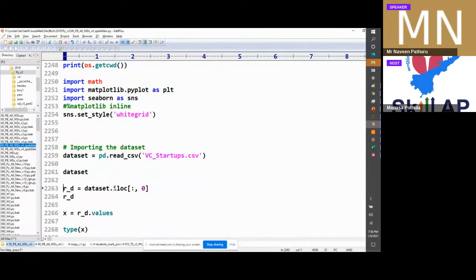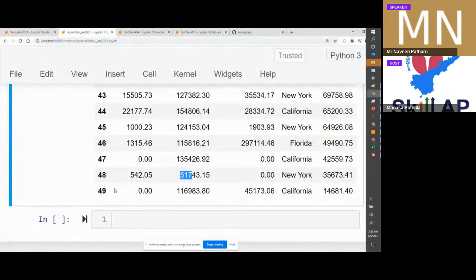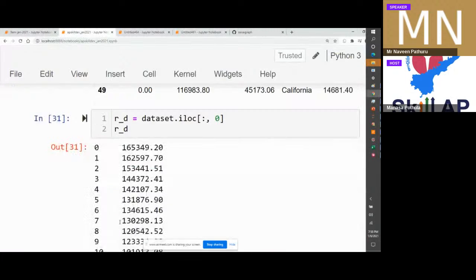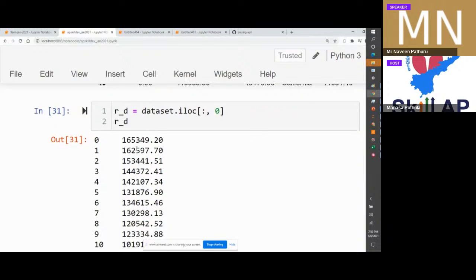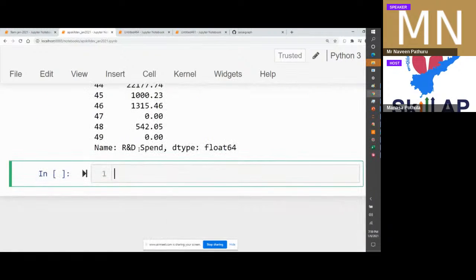Take a look at this. Here is R&D. The dataset is our data frame. We're going to the data frame and slicing it, saying take all the rows, take the first column, which is R&D, and there is R&D. This is actually a series object, but for the sake of simplicity, we will call it a data frame with a single column. We have extracted the R&D column.